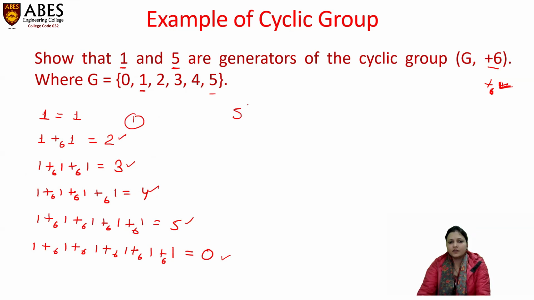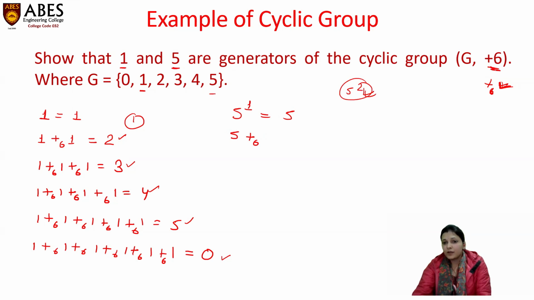Similarly, I can generate from 5. 5 to the power 1 is 5. 5 to the power 2 doesn't mean multiplication. Here power means we have to apply the operation given in the group. So 5 to the power 2 means 5 addition modulo 6, 5. The sum is 10, and when we divide 10 with 6 we will get 4.